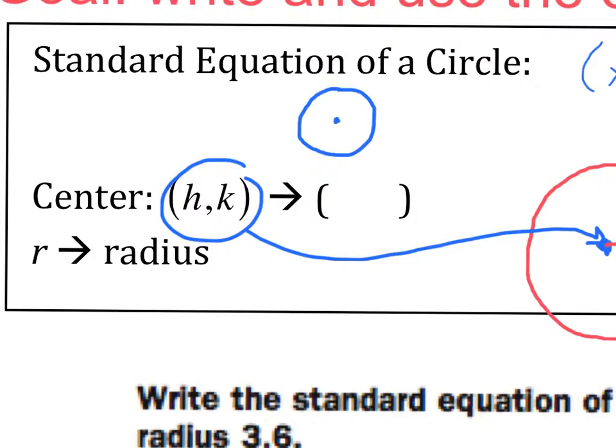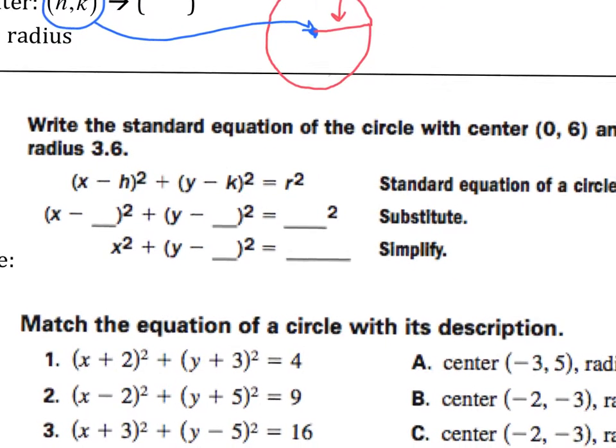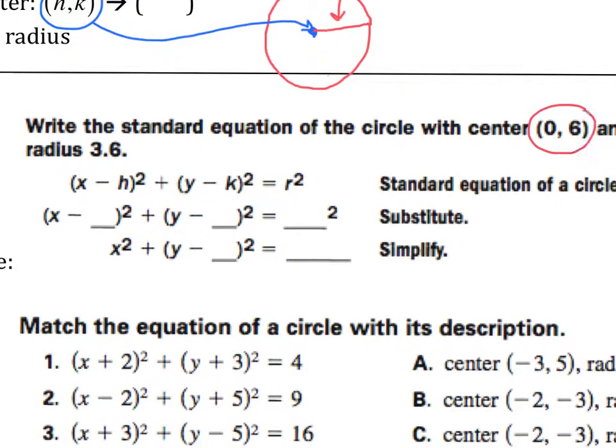So let's practice it in a problem down here. So we have the equation that has the center at (0, 6). So that means 0 is my h, k is my 6. So (x minus 0) squared plus (y minus 6) squared all equals my radius squared. We're told what the radius is, 3.6.